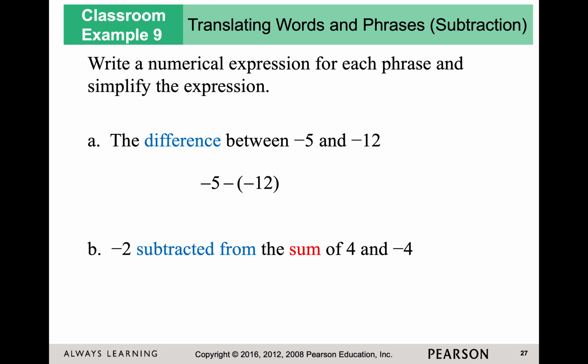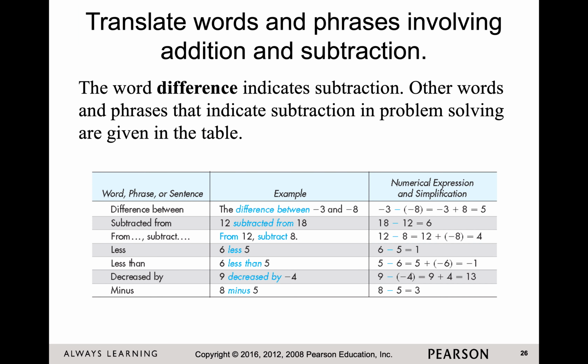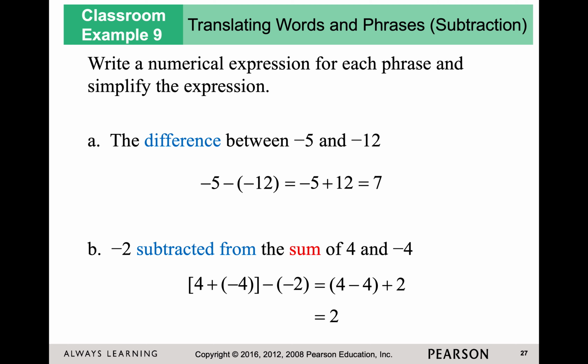The difference between -5 and 12. Minus negative becomes plus positive. And I get 7. 2 subtracted from the sum of. So I got grouping. -4 and 4. And subtracted from means we're going in reverse order. Just like you see in the chart over here. Subtracted from. Reverse order. And I get 2.